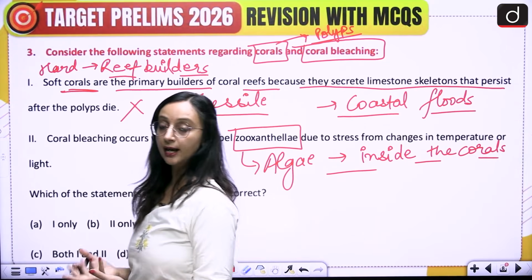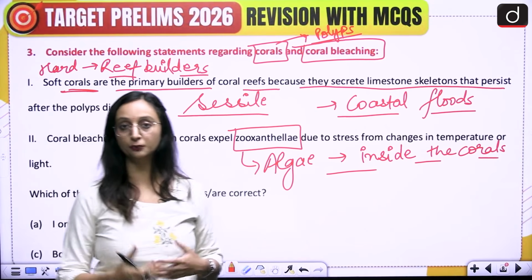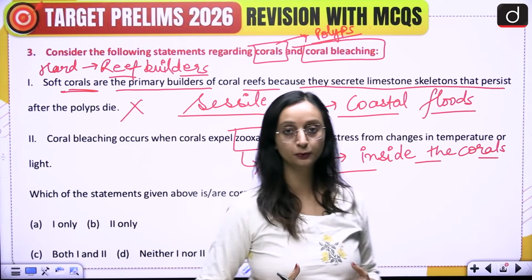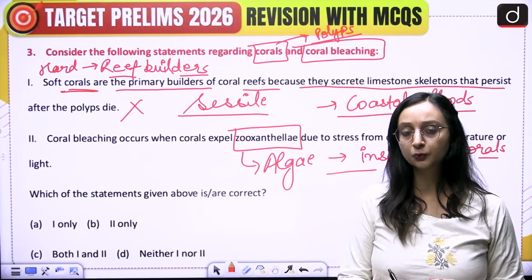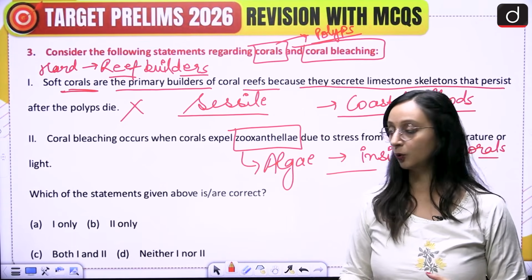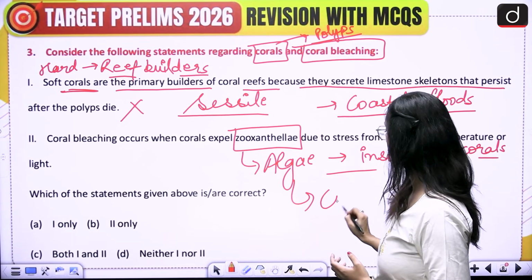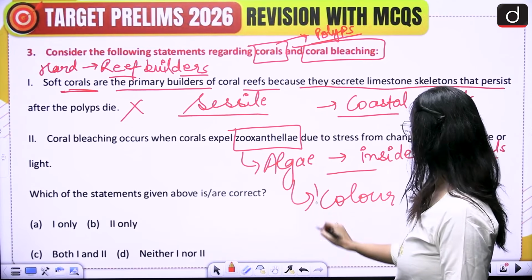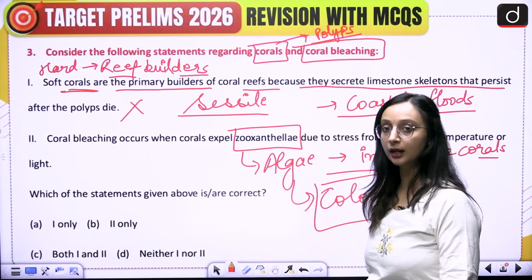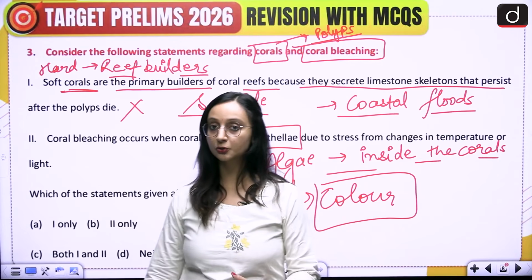So zooxanthellae actually provides the food through photosynthesis. It's an algae, it's providing food. So zooxanthellae provides this food and oxygen to the corals, and also color. Zooxanthellae is responsible for the color of corals. So this is what zooxanthellae provides.